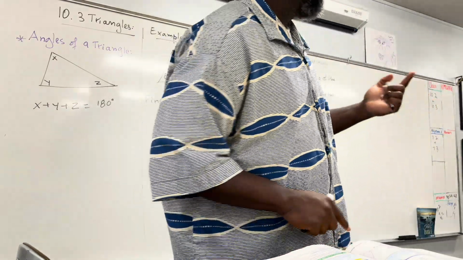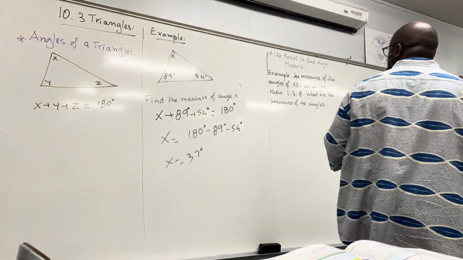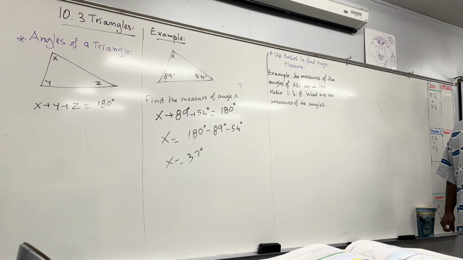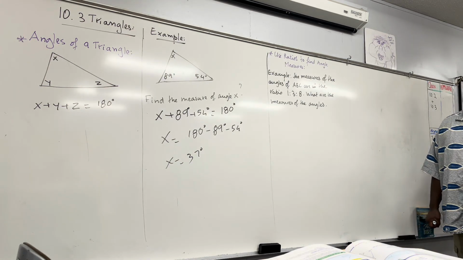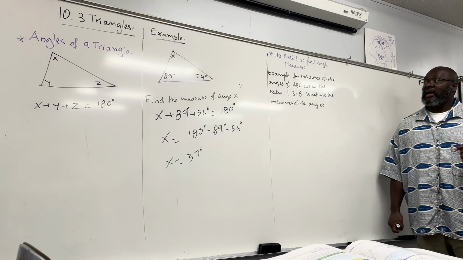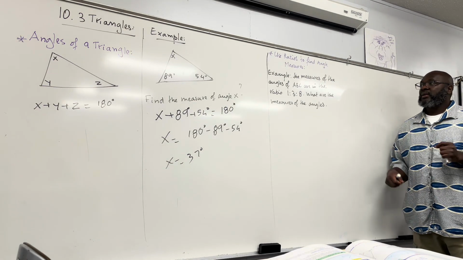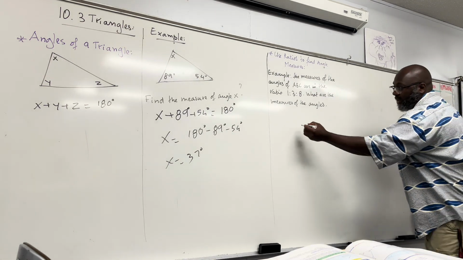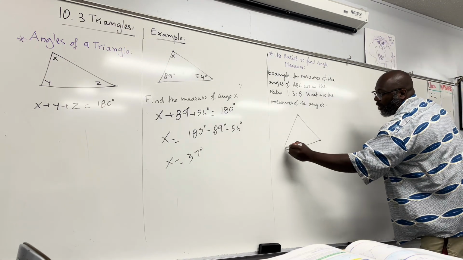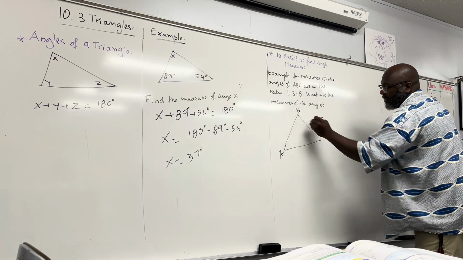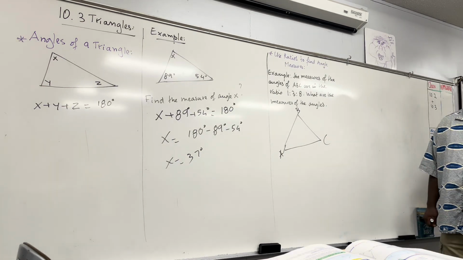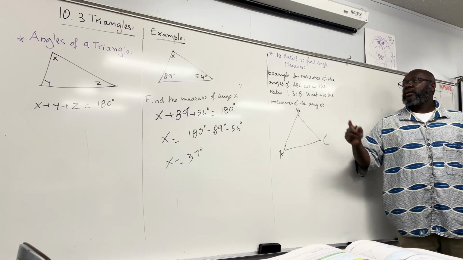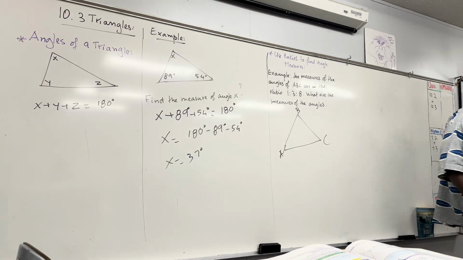Now, let's try this problem here. I want to see if you guys can figure it out. This is a word problem. It's telling us that the measures of the angles of triangle ABC are in the ratio 1:3:8. What are the measures of the angles? We have a triangle ABC, and all we know is that there's a ratio between them, 1:3:8. How do you think you're going to solve this?